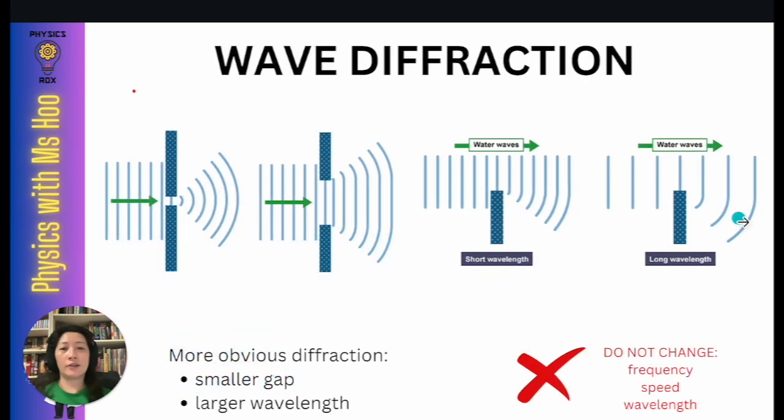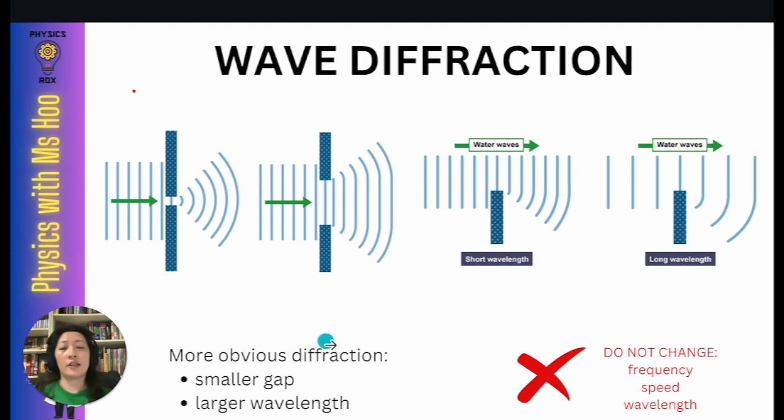Now let's go on to wave diffraction. Now wave diffraction is when a wave bends around an obstacle and spreads out. So instead of maintaining that tiny little part of the wave and just only keeping that small part going through, you find that it spreads out. It bends around the obstacle and spreads out.